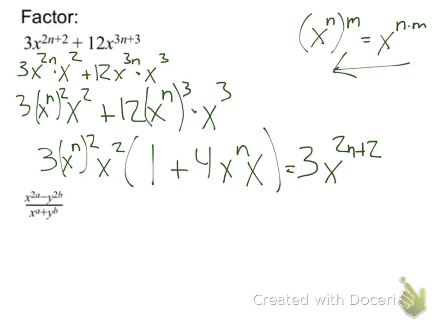2n plus 2. What's that? And then 1 plus 4 x to the n plus 1. I ran out of room, sorry. That's n plus 1. Now, if you were to multiply everything together, you get back to the original problem.